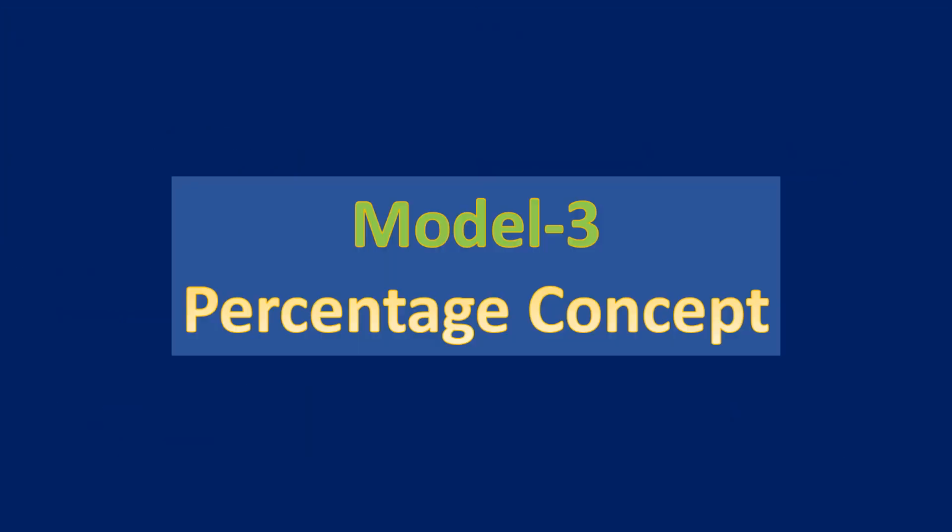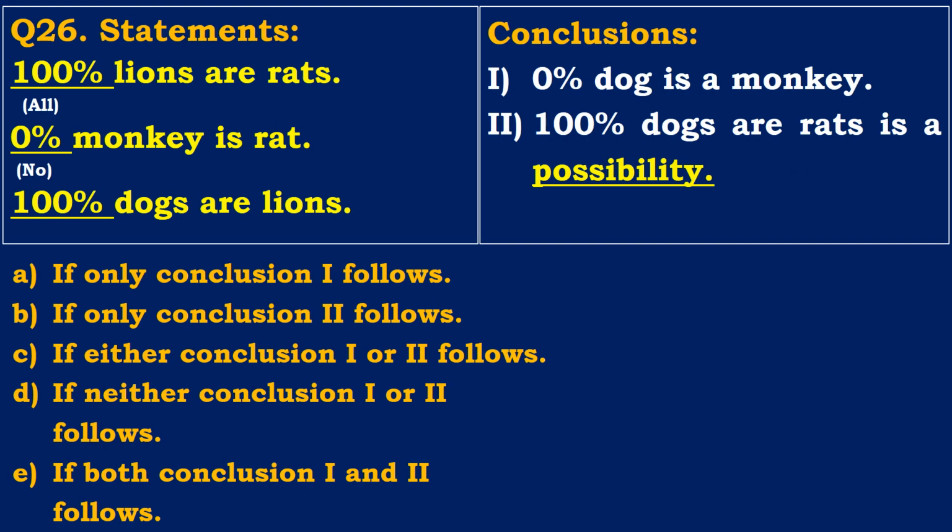Model 3, Percentage concept. Challenge 26. 100% lions are rats. 0% monkey is rat. 100% dogs are lions. Conclusions: 0% dog is a monkey. 100% dogs are rats is a possibility. There is no relationship between dog and monkey.